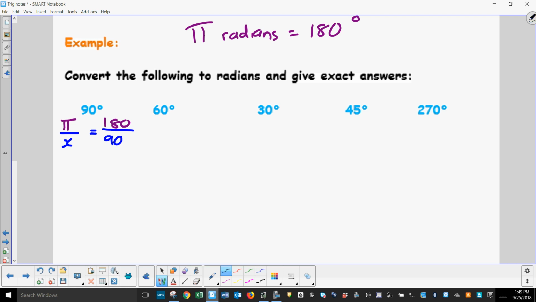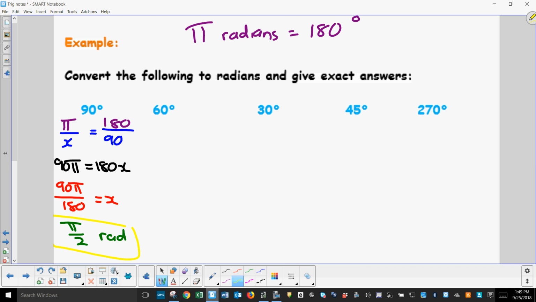So 90 pi equals 180x. So x must be equal to 90 pi over 180. And 90 pi over 180, what does that simplify to? Yeah, pi over 2. Pi over 2, and what's the unit? Rad is our x.